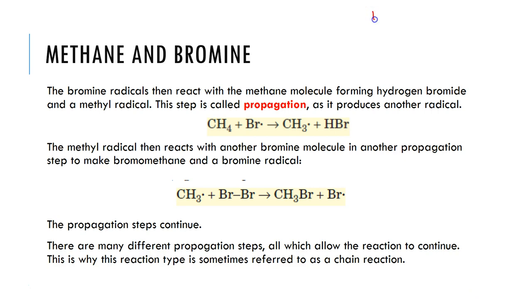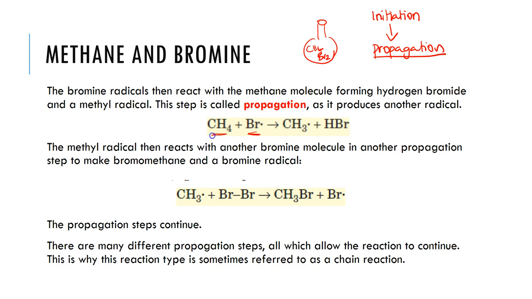Once initiation has happened, we now have radicals running around in our system, and it moves on to propagation. Hopefully you know that propagation means to grow, so we're going to end up with more radicals. The bromine radicals then come along and can collide. Remember, in here I've got a flask with some methane and some bromine, so these guys can collide.